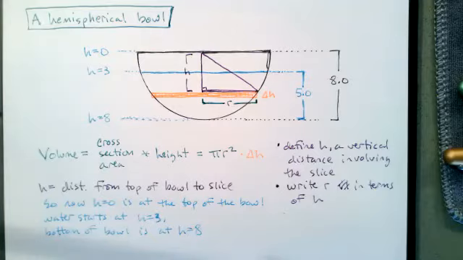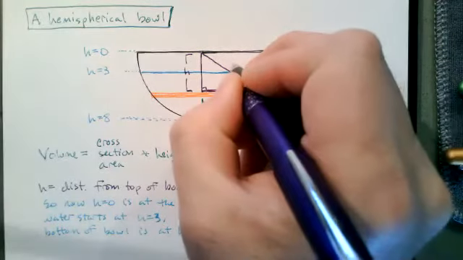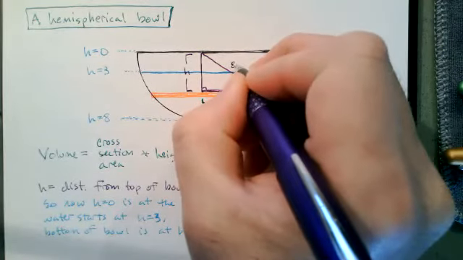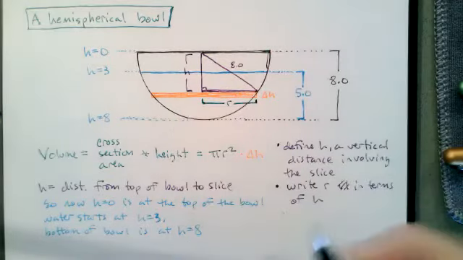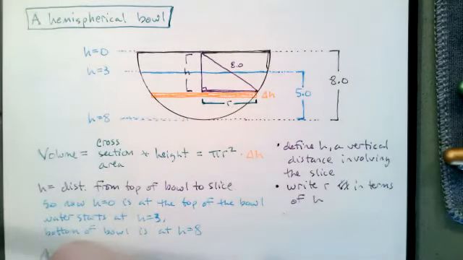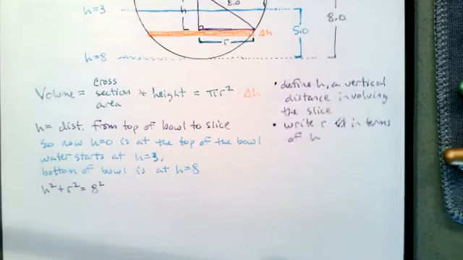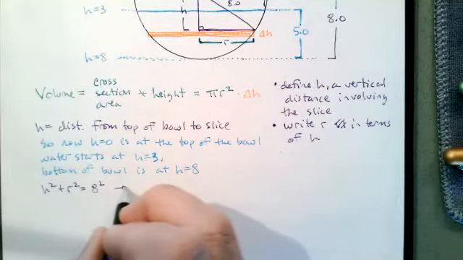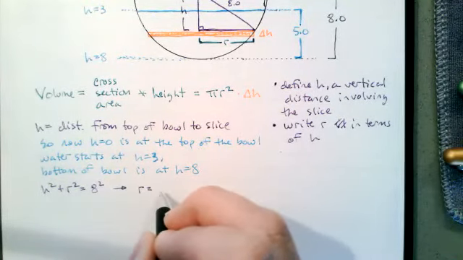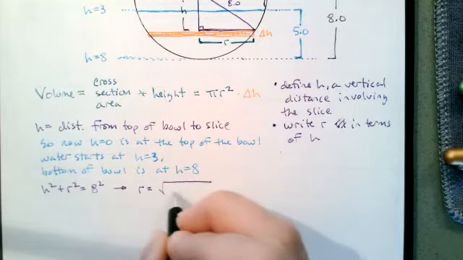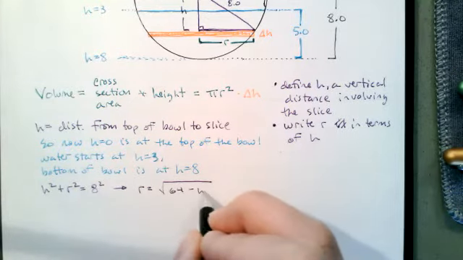So now with h defined this way, I have a nice easy way to get a relationship between h and r. In that right triangle, the hypotenuse is 8 because it's the radius of the circle. So I get h squared plus r squared is equal to 8 squared. And so I can write r in terms of h. So r is the square root of 64 minus h squared.